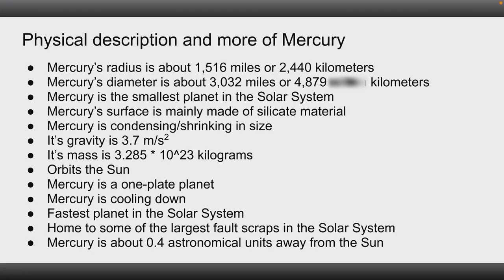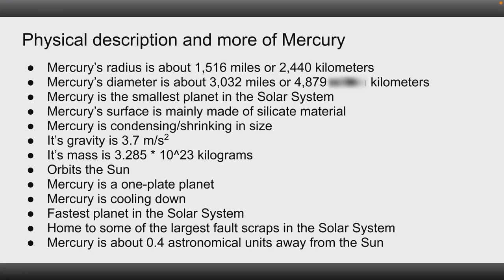Mercury's surface is mainly made of silicon material. Mercury is condensing or shrinking in size, as said in a previous slide. Mercury's gravity is 3.7 meters per second squared. Mercury's mass is 3.285 times 10 to the 23rd kilograms, whatever that means.